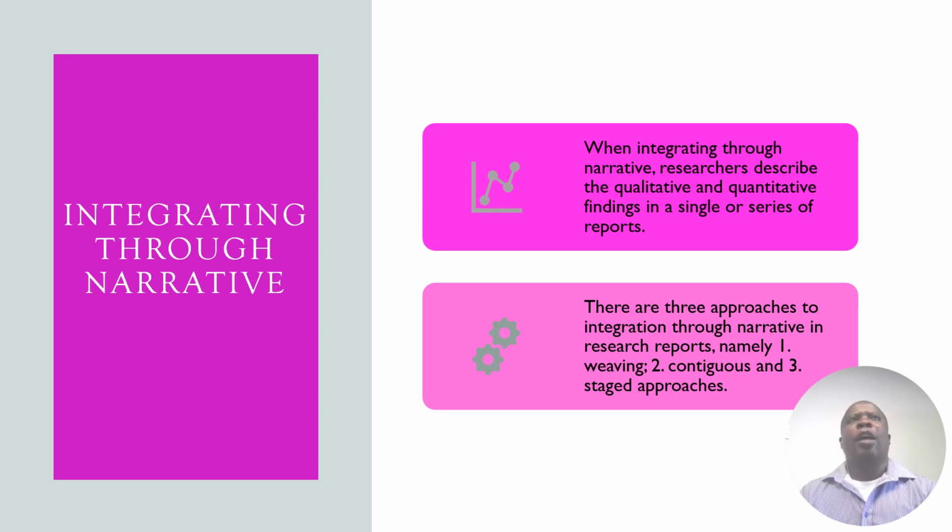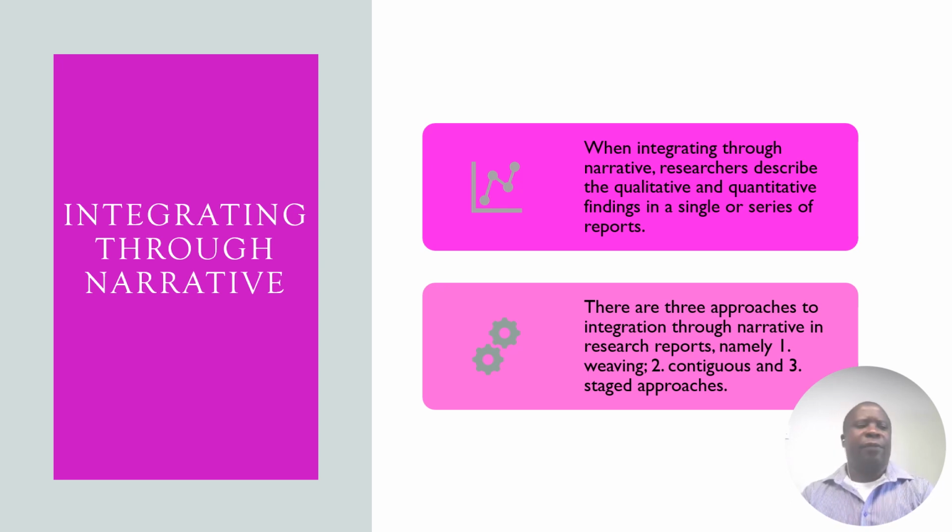Then we have got the contiguous one. The contiguous one, you first discuss the qualitative findings, or you first discuss the quantitative, whatever you start with. Then when you finish that, you start discussing the other. So you don't mix them in the same paragraph or in the same section. You don't mix them. You split them. You start discussing the qualitative, then after that you go to the quantitative, and that's how you go.